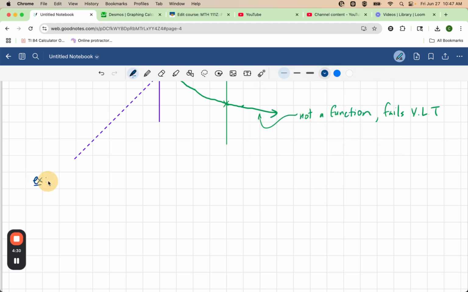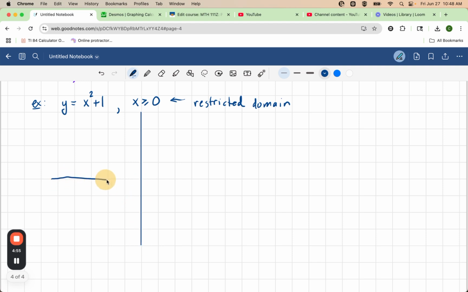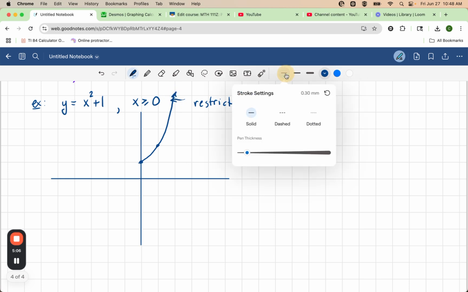All right, if I gave you y equals x squared plus 1, and I tell you that x has to be bigger than or equal to 0, I have now restricted the domain. The domain was all real numbers, but I'm telling you only use x values bigger than or equal to 0. So now you get half a parabola. Half a parabola is certainly one-to-one now and has an inverse.